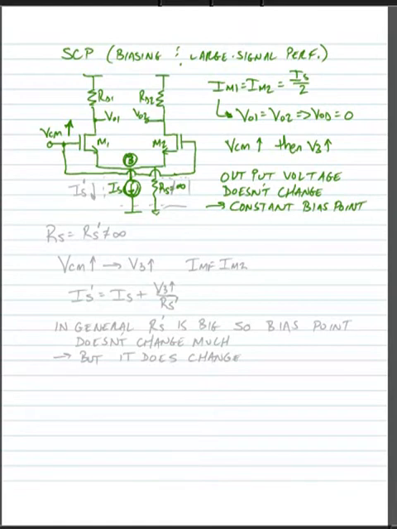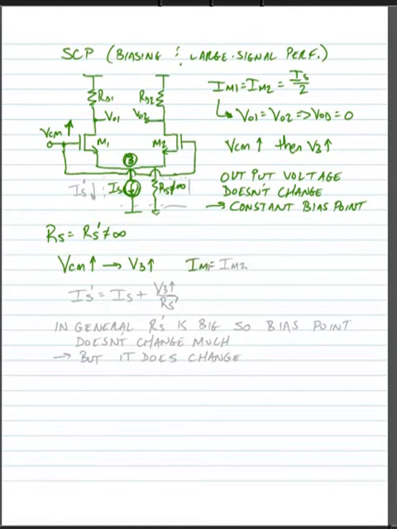Alright, now let's look at another case where our output resistance is not equal to infinity. So we'll look at the same amplifier, but this time we're going to say that the output resistance is not equal to infinity. So here, when we have a finite output resistance, and we'll just say that our output resistance Rs is equal to Rs prime, and it is not equal to infinity, it's equal to something lower. Here, if we have a VCM increase, then we would see a V3 increase.